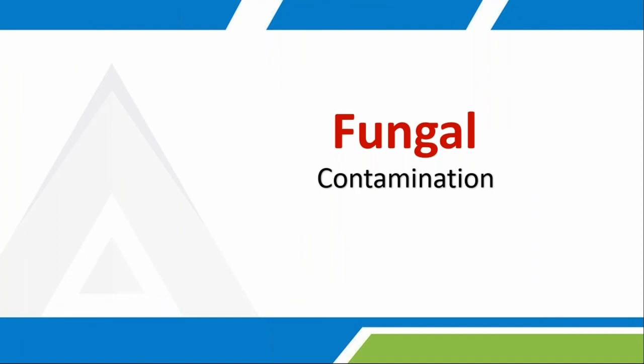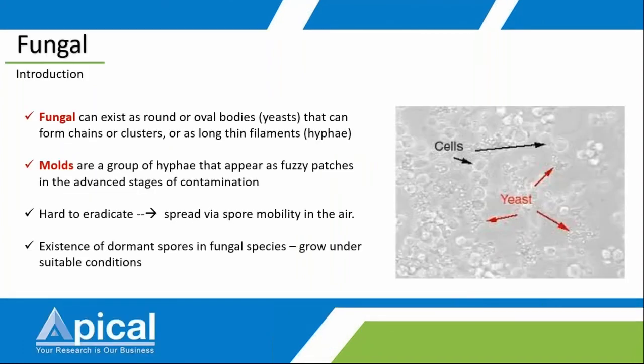Now, lastly, let's look into fungal. When it comes to fungal, the most common one would be yeast. Fungal can exist as round or oval bodies, or they can also form hyphae. Not only fungal, but molds can also cause contamination. They become a bit hard to remove because they spread via spore mobility in the air, meaning they can always spread through air once you open up the culture. Some of these spores are dormant until a suitable condition is available, and then they actually grow back.